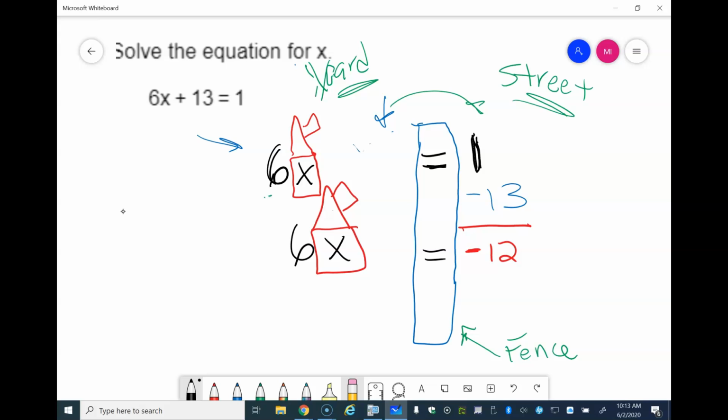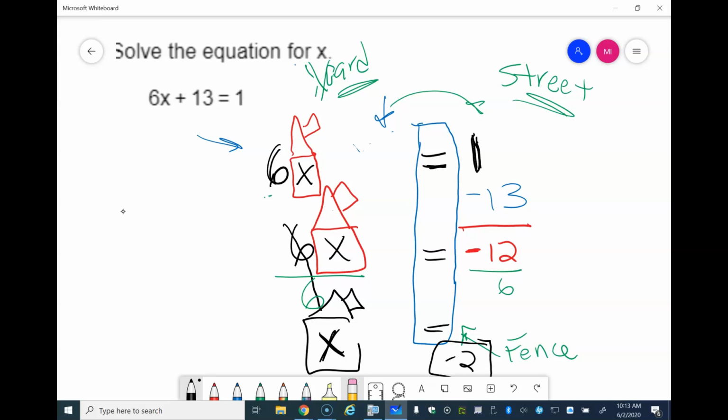So we ask ourselves, what is the 6 doing to our house? They're side by side. Side by side means multiplication. So again, you want to move the 6 over the fence into the street by doing the opposite. What is the opposite of multiplication? That's going to be division. So 6 and 6 just cancel out. What's left inside in our yard is just our house. And over here, negative 12 divided by 6 is equal to negative 2.